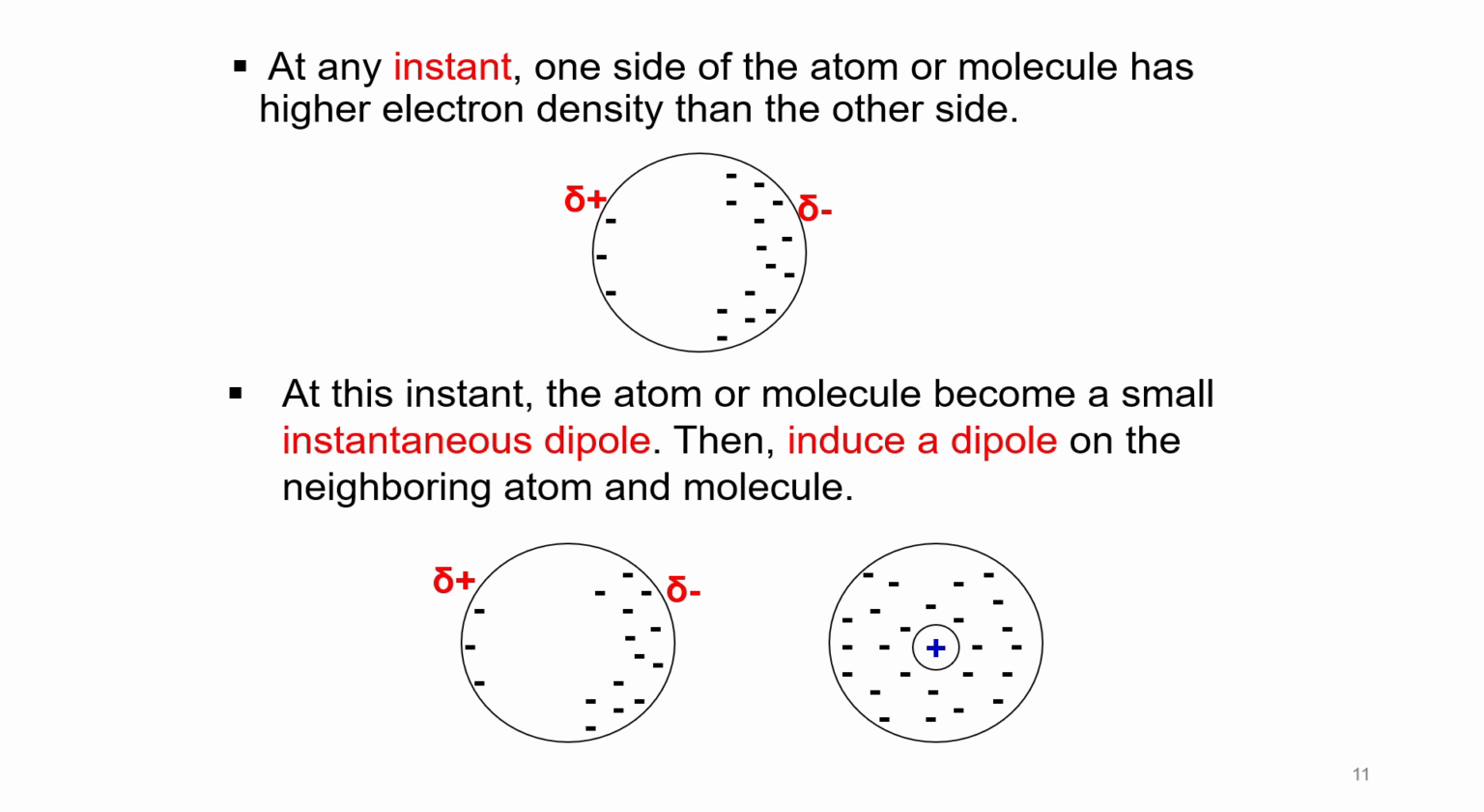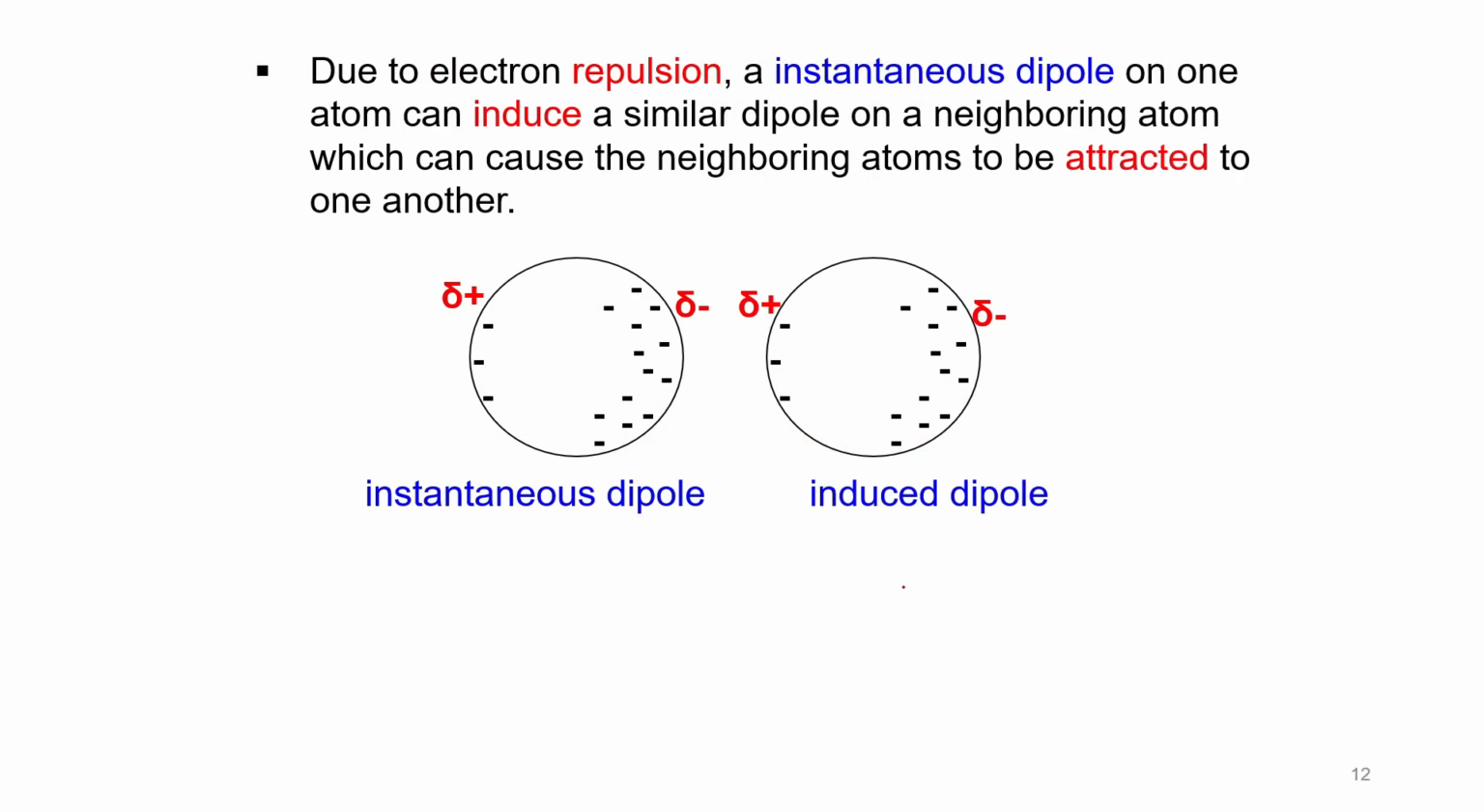Jadi dia akan ada apa? Daya yang sementara. So the induced dipole on the neighboring atom or molecule. Jadi macam mana dia induce? Dia akan mengaruh lah, because this is partially negative, so dia akan induce the non-polar molecule. Due to the electron repulsion, an instantaneous dipole on one atom can induce a similar dipole on a neighboring atom, which can cause the neighboring atoms to be attracted to one another. Jadi dia akan tertarik di antara satu sama lain.